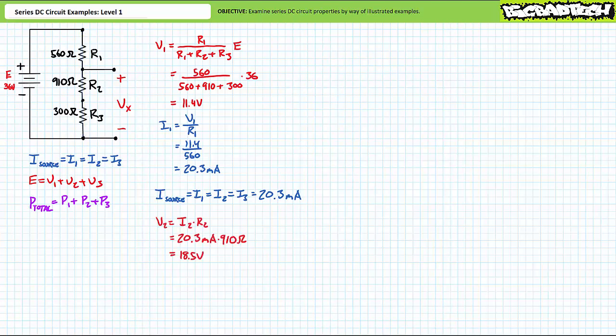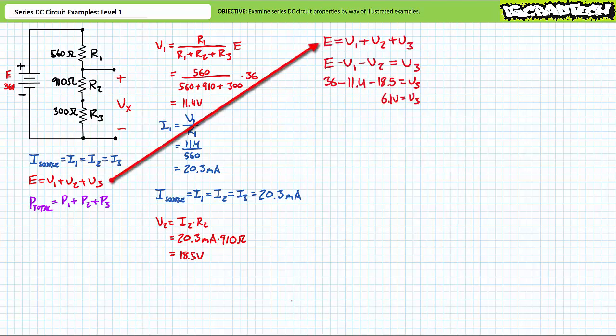Another implementation of Ohm's law demonstrates that V2 is 18.5 volts. We could use another implementation of the DC voltage divider rule or Ohm's law to solve for V3. However, let's use Kirchhoff's voltage law to do so. We know source voltage and V1 and V2. An algebraic rearrangement of the Kirchhoff's voltage law equation, solving for unknown voltage V3, suggests that V3 equals E minus V1 minus V2. Substituting our given values yields V3 to be the remaining 6.1 volts.